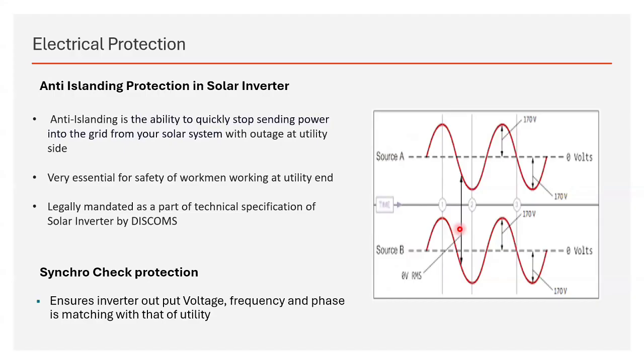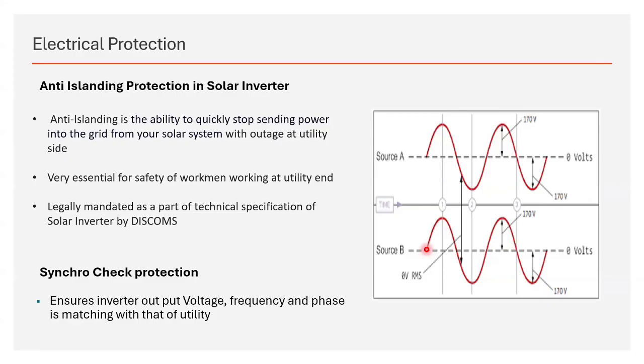Now, why is it important? Say at t equal to 0, the utility is at 0 amplitude, and the grid inverter is also at 0 amplitude. Joining these two sources will not create any electrical fault. Suppose instead we consider this point as t equal to 0 for source A. When we connect this inverter to the utility, this waveform is at its peak, that is, the incoming source is at its peak, whereas the grid or utility is at 0. So when we connect the two systems through a circuit breaker or MCB, then what happens?